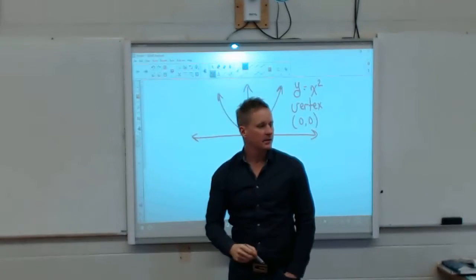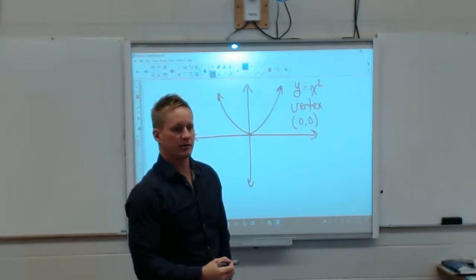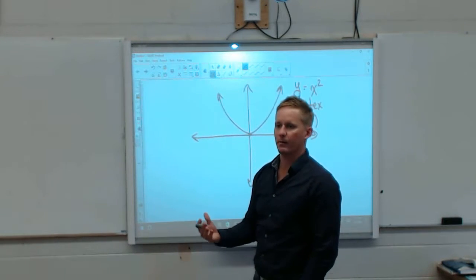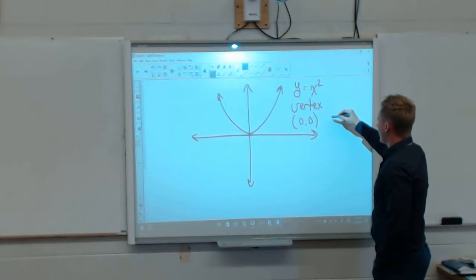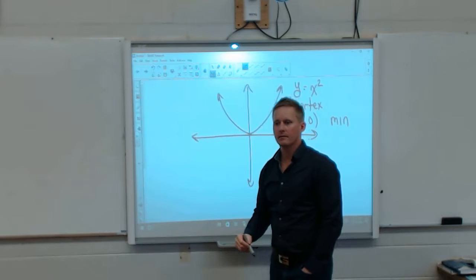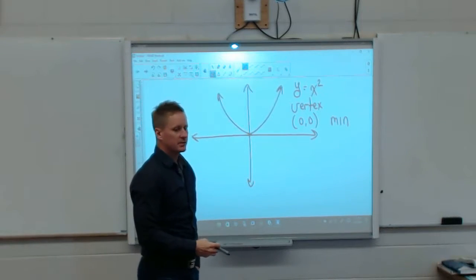Okay? The vertex tells us a few things. What are some of the things that the vertex tells us? The minimum or maximum, right? So if it opens up, it's a minimum value, correct? Okay? If it opens down, it's a maximum value. What else does it tell us?